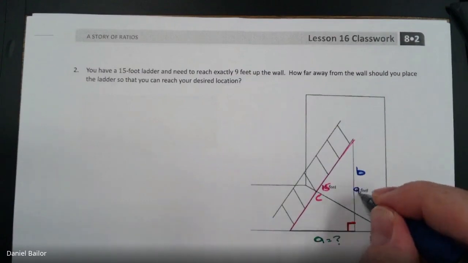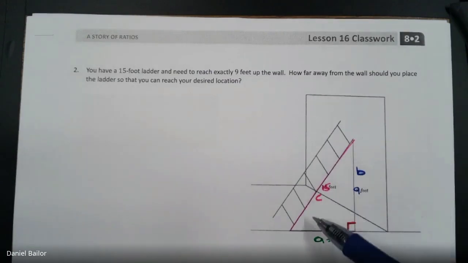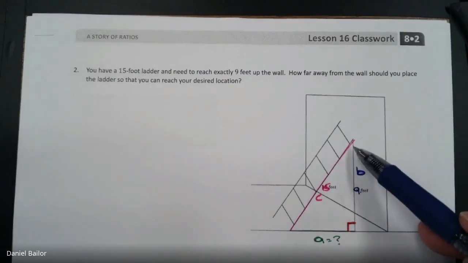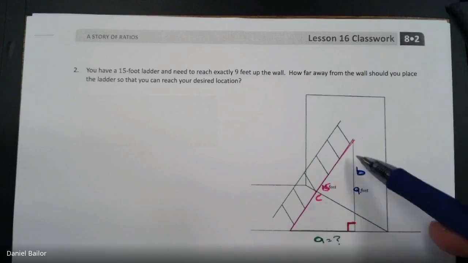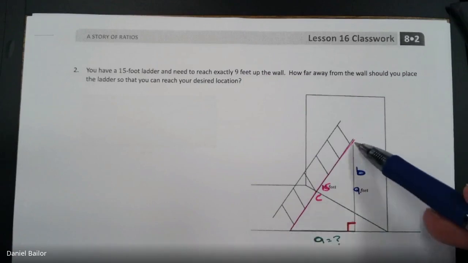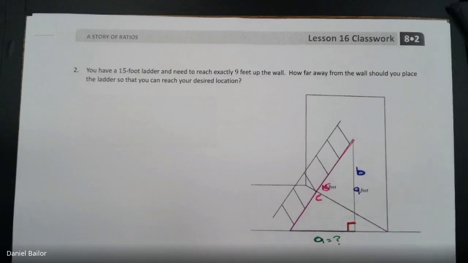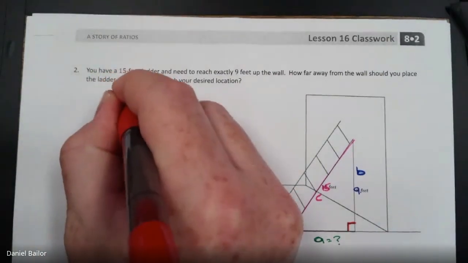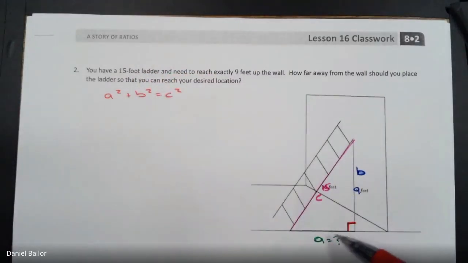So we know we want to go 9 feet up the wall. We know the ladder is 15 feet long. How far away do we need to put the ladder if we want to reach 9 feet up exactly? This is where we use the Pythagorean theorem, which again is a squared plus b squared equals c squared, because we need to find how far away to put the ladder.